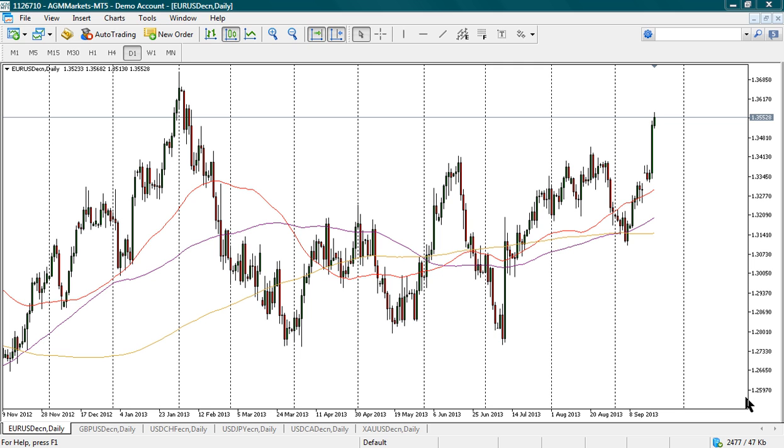For anyone who follows, we have 3 moving averages on each of these charts. The red one is a 50 simple moving average, the purple one is a 100 simple moving average, and the gold is a 200 simple moving average.